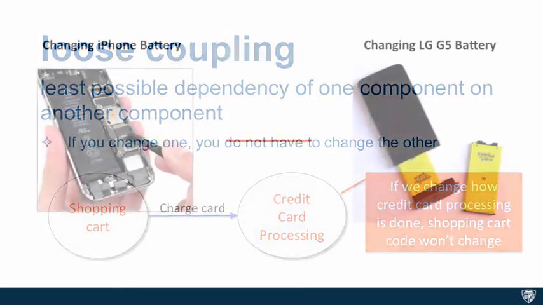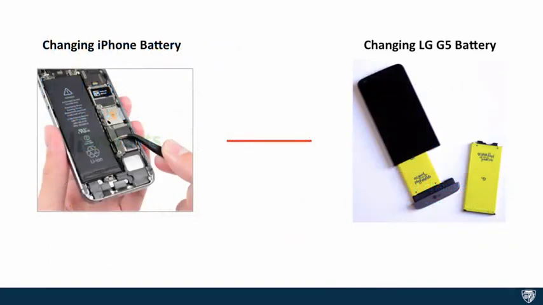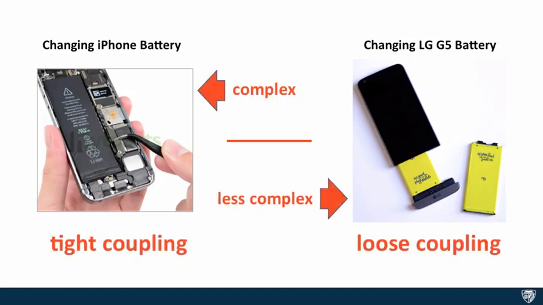If we take a look at an example of that in real life, for example, changing an iPhone battery is a fairly complex process as opposed to changing, let's say, an LG G5 battery. You just pop it out and pop it back in. So with the iPhone battery, you have tight coupling, and therefore you have very complex things to do in order to pop it out and put a new one in. And in the case of the LG G5 battery, it's loose coupling because all you have to do is press some button, it pops out the battery, and you pop the new one in.